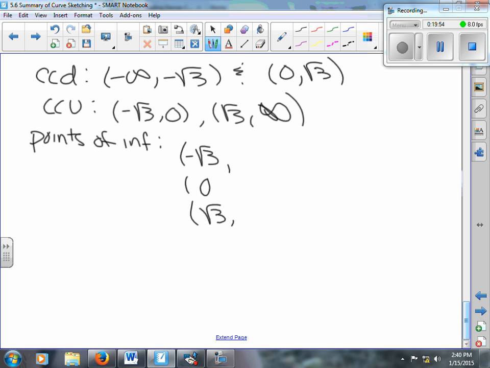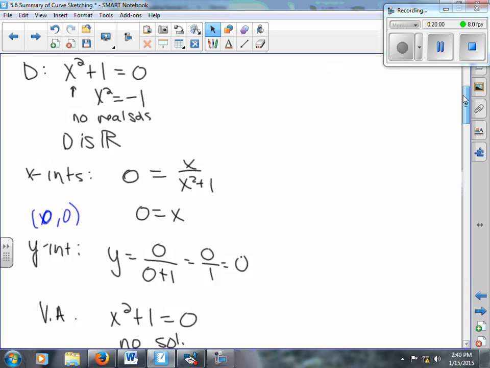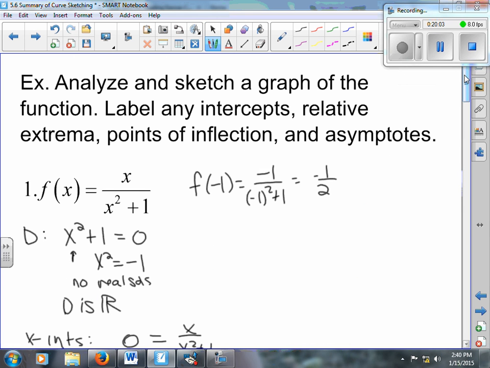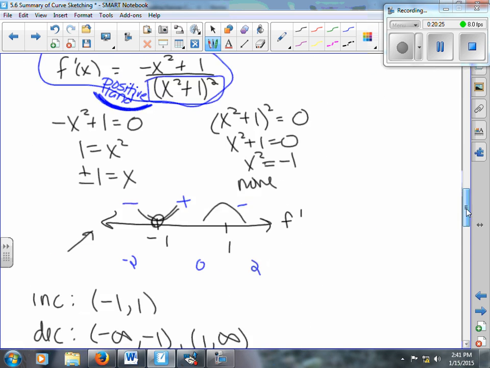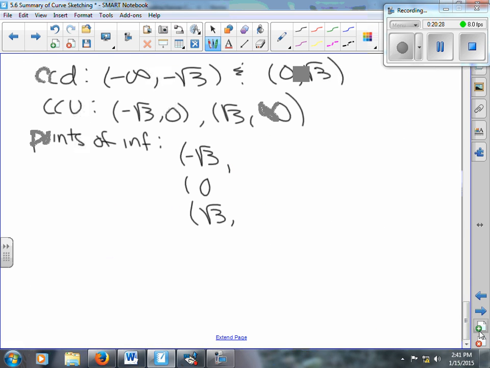And again, I'm going to go back to the very original function and plug all of those in to find the y values. All right, here's the original function all the way back up here. If I plug in negative radical 3, I get negative radical 3 over 3 plus 1. That's negative radical 3 over 4. If you plug in positive radical 3, again, because of the origin symmetry, this will be, oops, that was negative. This will be positive radical 3 over 4. And 0, I already know what I get when I plug 0 in. That was the only intercept. It was 0, 0. So this is negative radical 3/4, 0, radical 3/4.